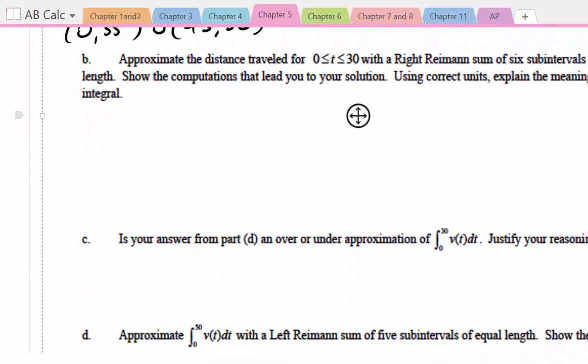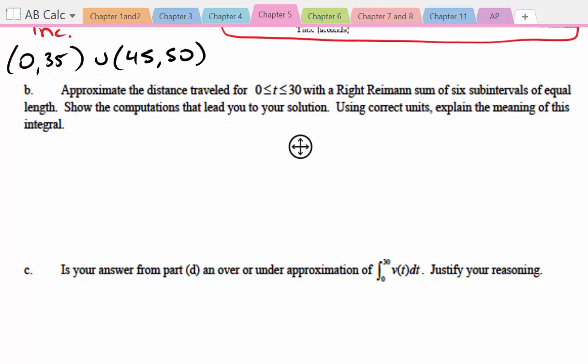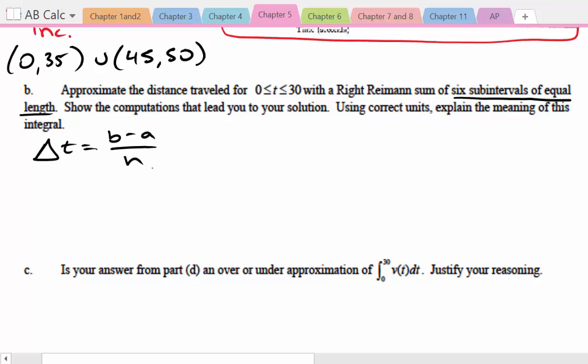Approximate the distance traveled from 0 to 30 with the right Riemann sum with 6 subintervals of equal length. Show the computations on each of your solutions using the correct units. Explain the meaning of this integral. So, if I'm looking at 6 subintervals of equal length, I need to find delta t. The formula is, again, b minus a over n, which would be 30 minus 0, and since it's 6 subintervals, divided by 6, gives me 5.